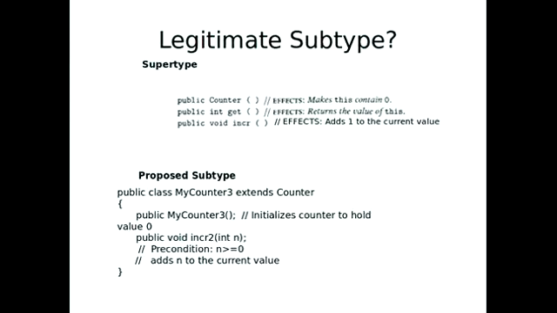Okay, so let's take the supertype here. Counter with get and increment. And here I'm very explicit. It adds 1 to the current value. Now, here we have a proposed subtype that extends that, but it provides one new method. This is just a constructor. It provides one new method, increment 2, and it adds an arbitrary n greater than or equal to 0 to the current value of the counter. Is that a legitimate subtype?